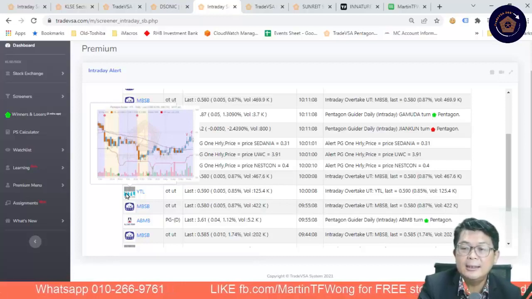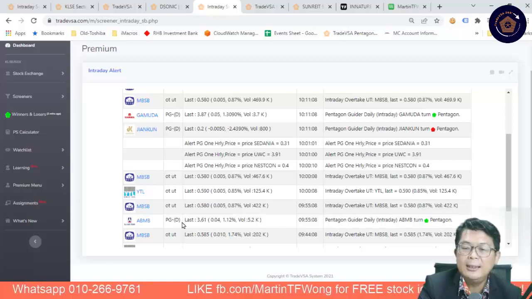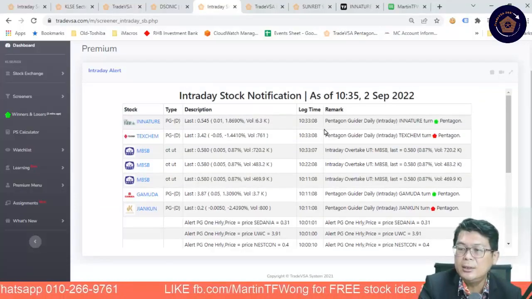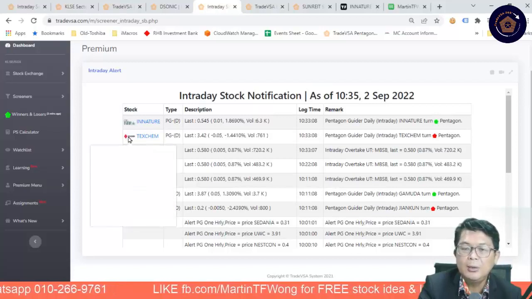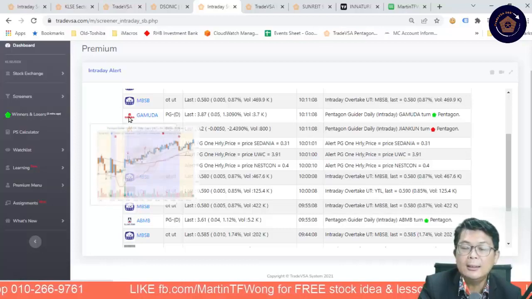YTL too. YTL, you can see it's a test. Right, so here we are paying attention just to the Pentagon Guided daily chart, for those beginners. So this is only at 10:33. TechCam not so good lah. TechCam already turned.